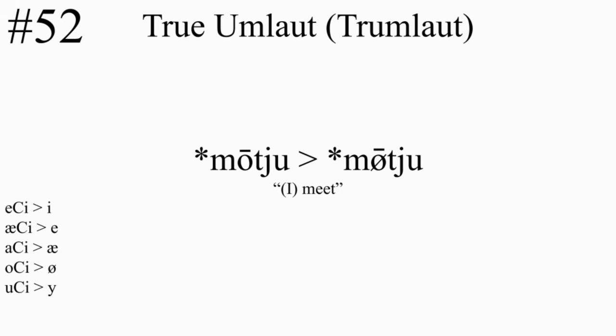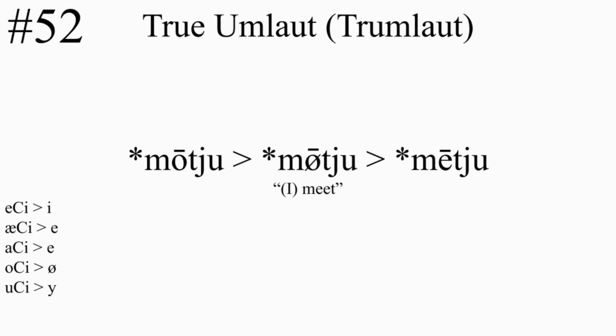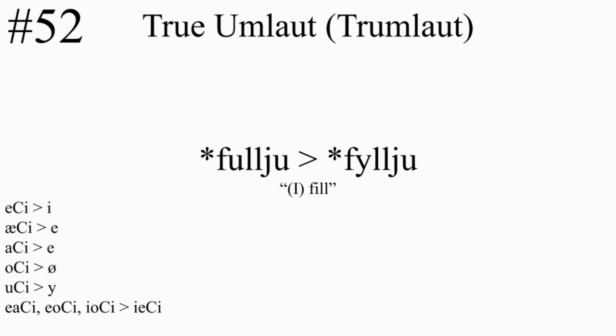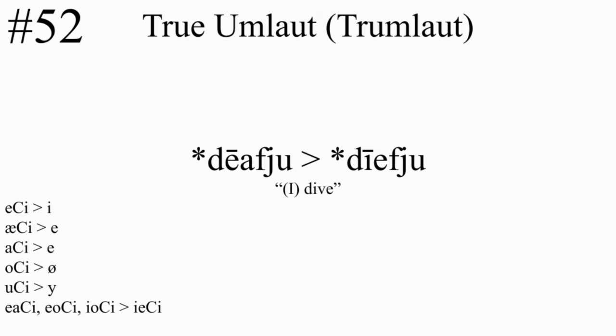Umlaut, again. This is actually the more important umlaut because it also affects front vowels. A becomes a or e before nasals. O becomes which becomes e. All these diphthongs become u, and u becomes u. This is written as ie for some reason.